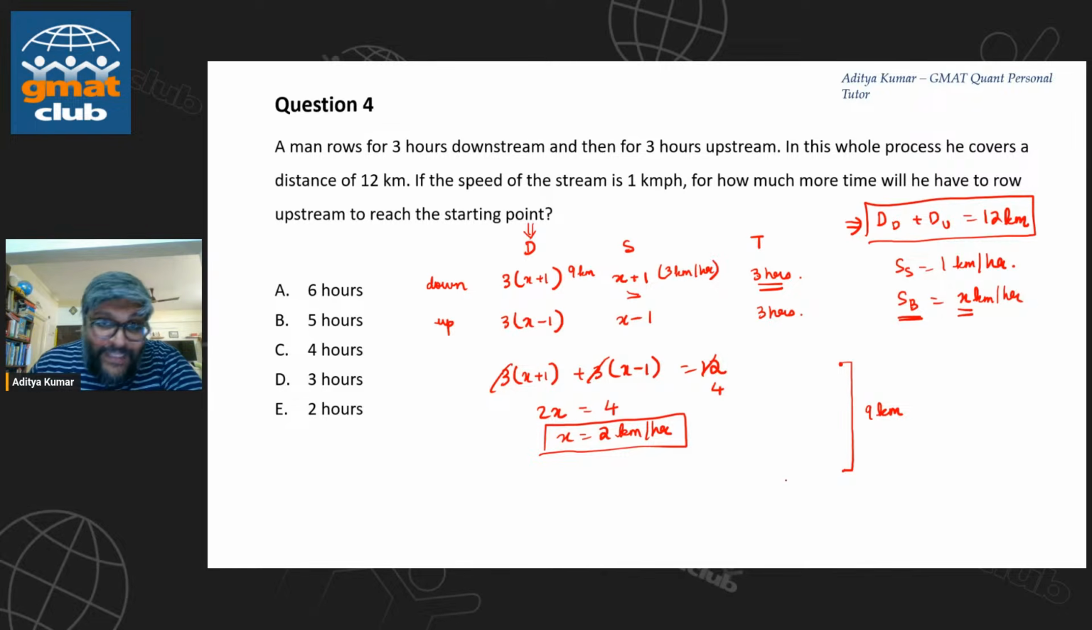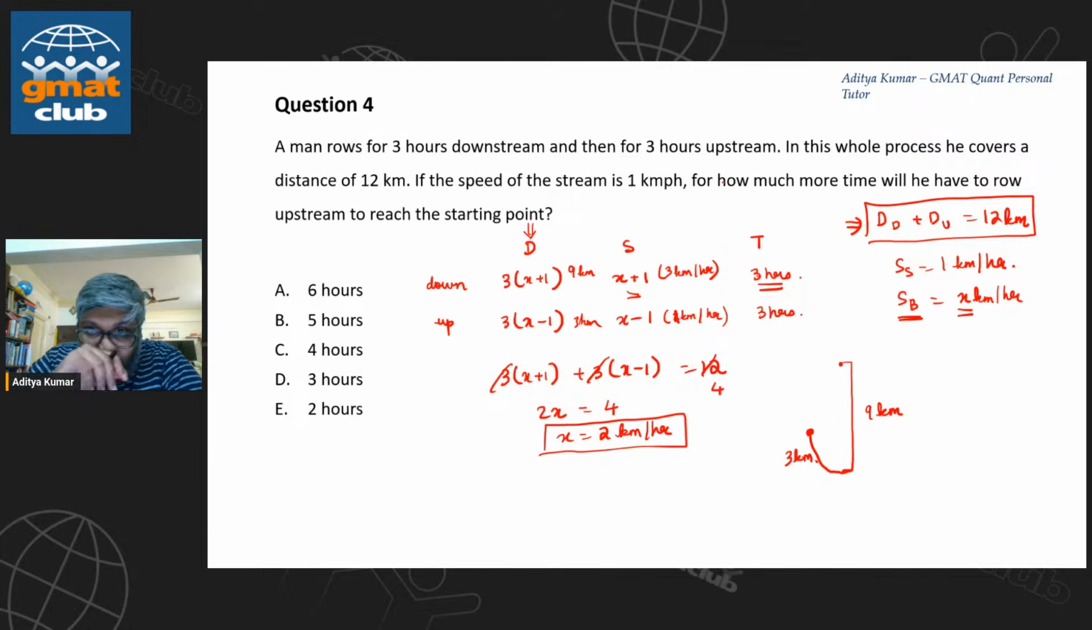Right? And then he's traveled 3 hours upstream. So 3 hours upstream, that means he's traveled at 2 kilometers per hour. And he's traveled for 3 hours, right? So that's 2. Sorry, this is 1 kilometer per hour. That's 2 minus 1. And he's traveled for 3 hours. So he would have traveled 3 kilometers upstream. So from here, he travels 3 kilometers upstream. Now this is where he is at. He's not reached the starting point again.